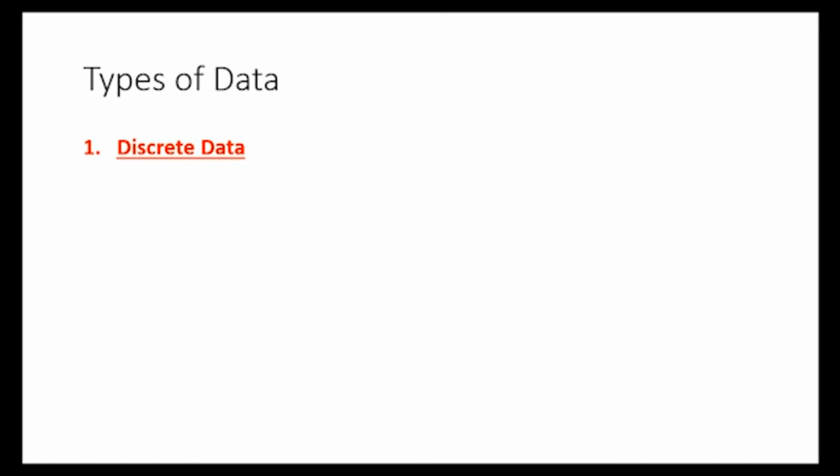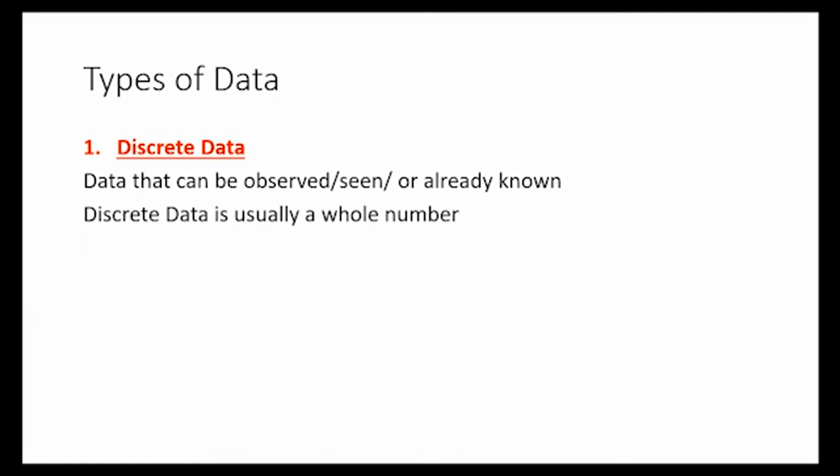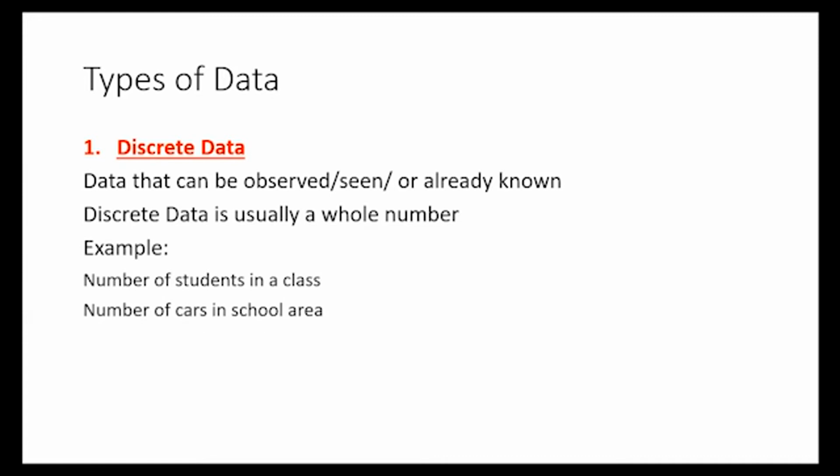So the first type, the discrete data, is data that you can obtain by observing, by seeing, or something that you already know. And usually, discrete data is a whole number. Here are several examples. Number of students in a class. By seeing your class, you can see how many students are there. And number of cars in school area. By seeing the parking lot in your school area, you can count how many cars there are.